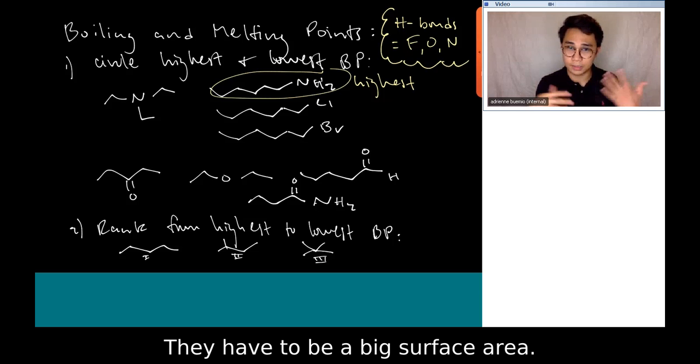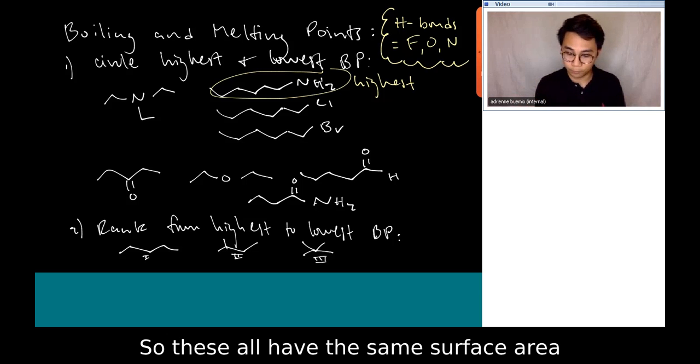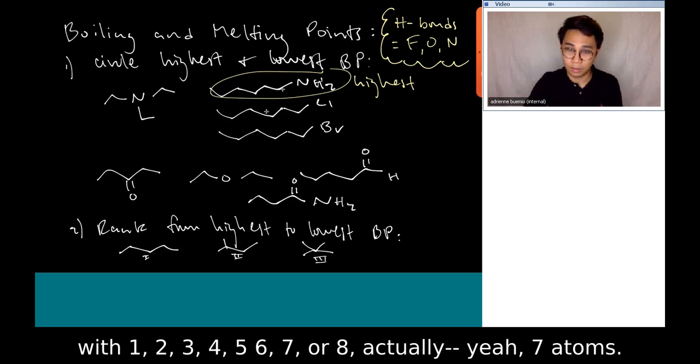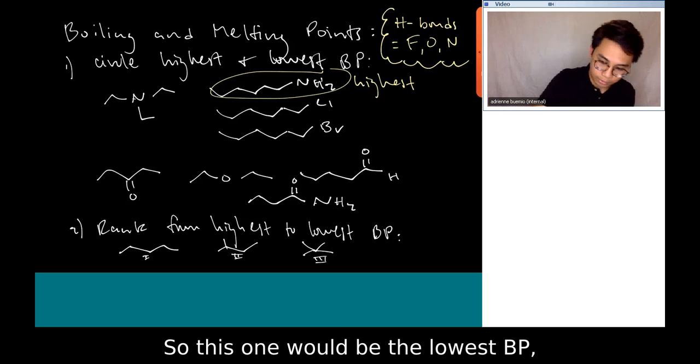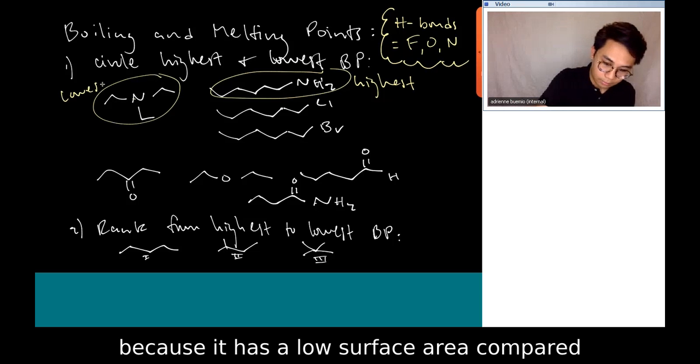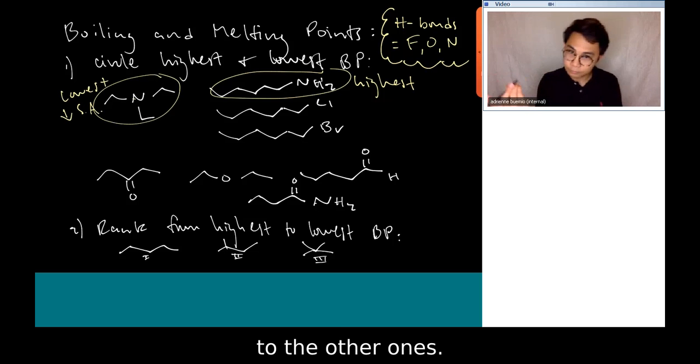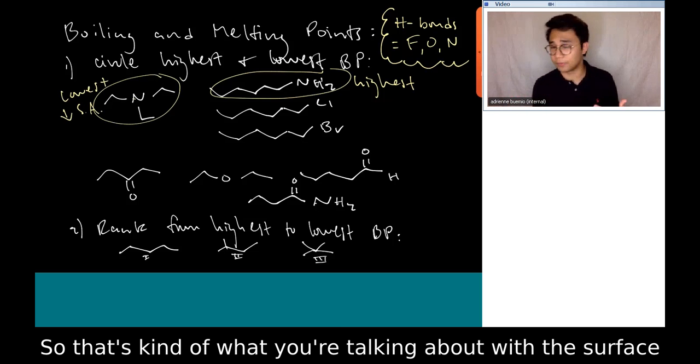They have to be a big surface area, right? So these all have the same surface area, with one, two, three, four, five, six, seven, or eight actually. Yeah, seven atoms, right? This one, one, two, three, four, five. So this one would be the lowest BP because it has a low surface area compared to the other ones, right? So that's kind of what you're talking about with the surface area.